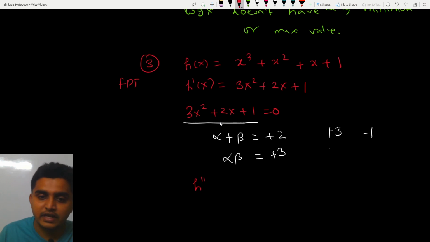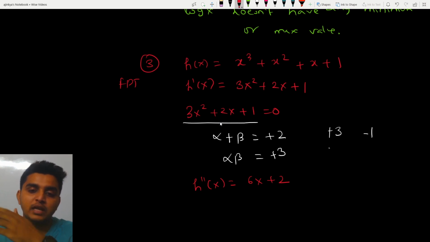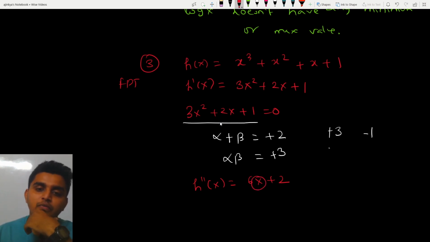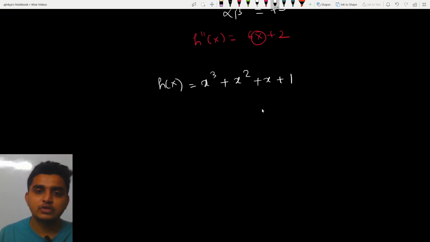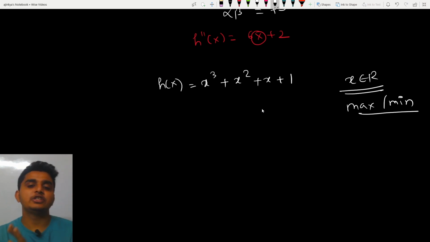So here we have h double dash of x equals to 6x plus 2. Now if we take a look at it, and if we want to plug in the values of x over here, we need to have any rational or real number values of x from this quadratic equation. Since the derivative is not getting to 0, we can say that when x belongs to R, this particular function does not have any kind of maxima or minima. So your solution over here is done.